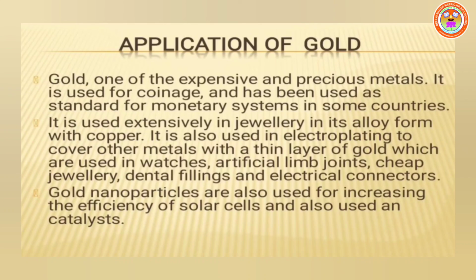It is also used in electroplating to cover other metals with a thin layer of gold, which are used in watches, artificial limb joints, cheap jewelry, dental fillings and electrical connectors. Then gold nanoparticles are also used for increasing the efficiency of solar cells and also used as a catalyst. Children, that's all about the application of metals.